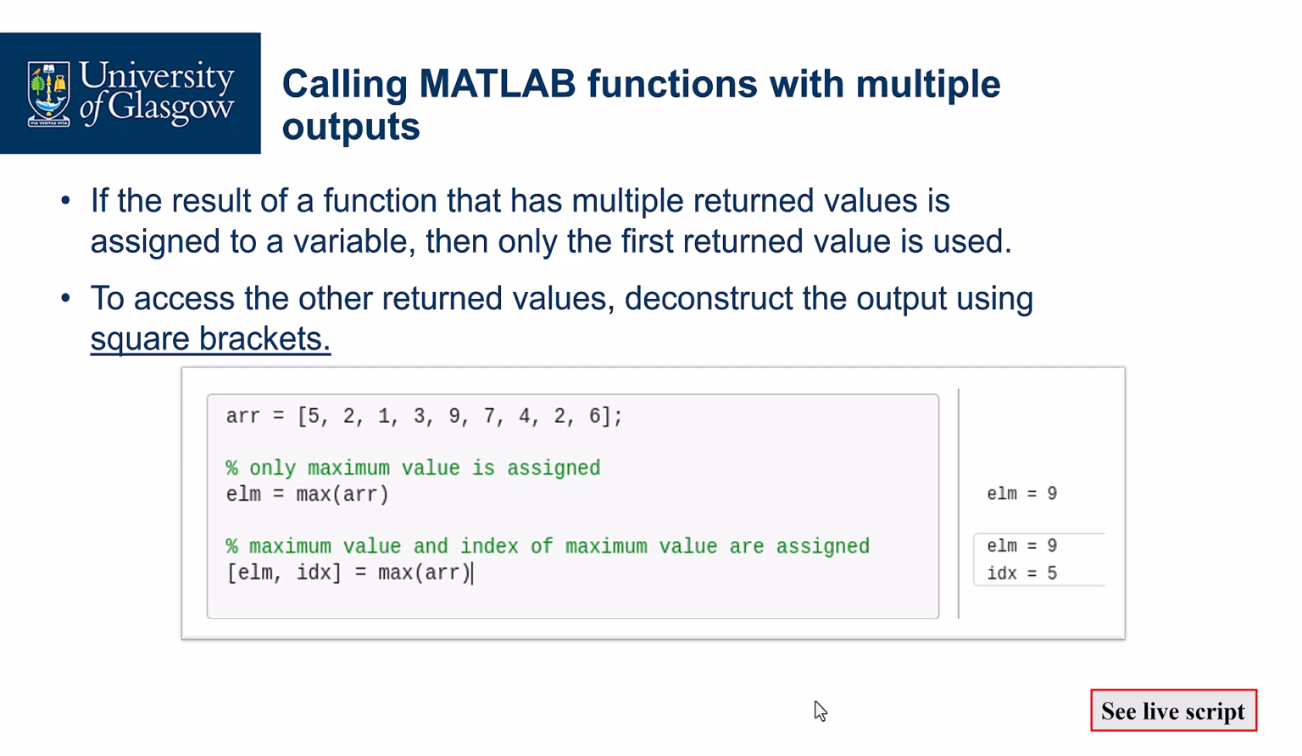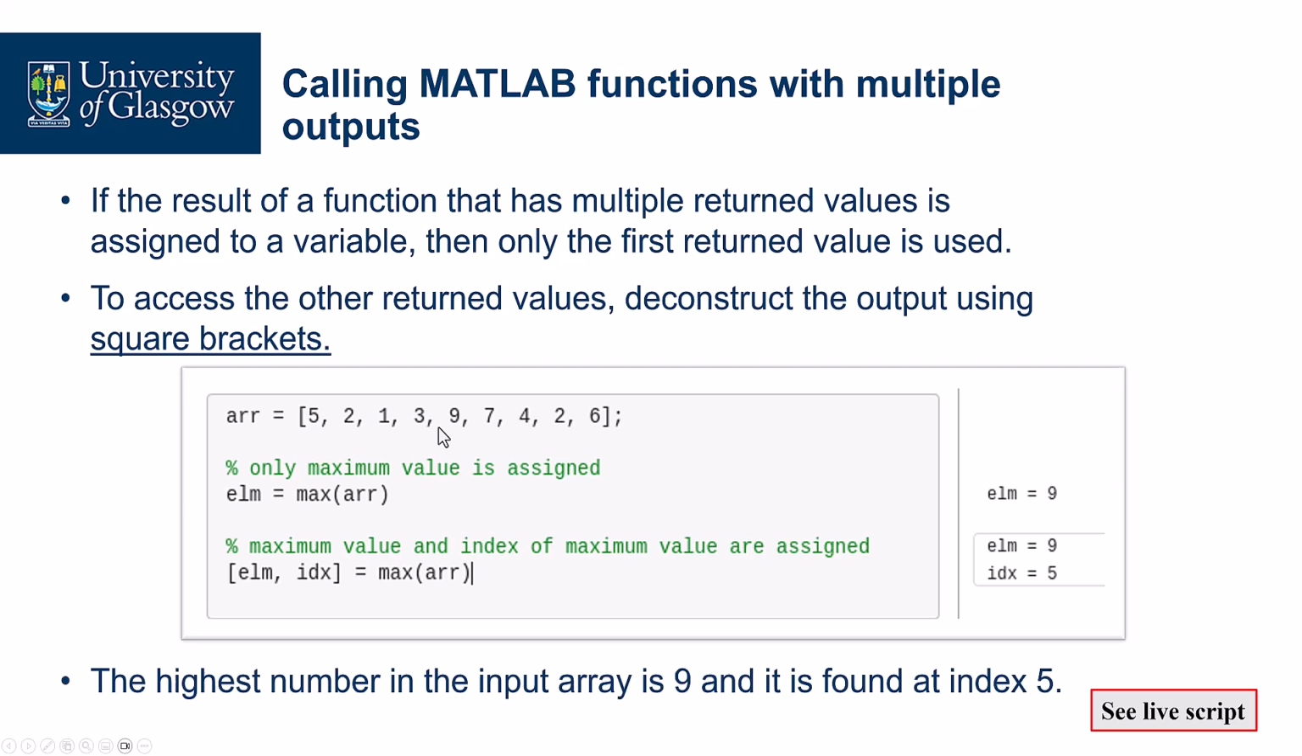As we have seen before, here we define an array. If we just use one variable, by default, it will provide the maximum value of this array, and you can see here, this is 9. If we want both outputs, then we add an idx. This one will provide the index of the maximum value 9. You can see 1, 2, 3, 4, 5. This index is 5. You can see more details in the live script.